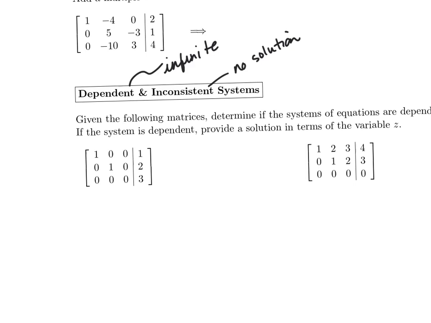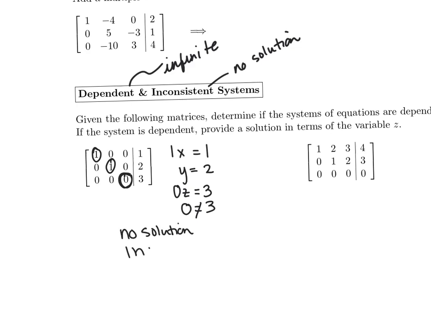So when we look at this, if we write the equations out, you're going to have 1x equals 1. You're going to have y equals 2, and then 0z, because there's a 0 right here. So 1x, 1y, 0z equals 3, so that means 0 is equal to 3. Well, that's not a true statement. 0 is not equal to 3, so there is no solution. This is inconsistent.